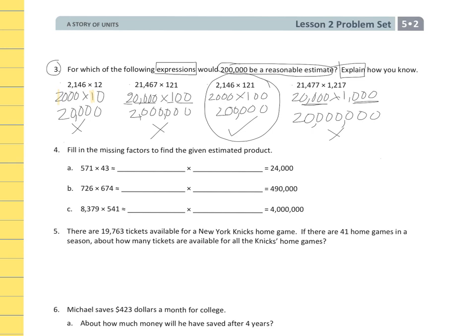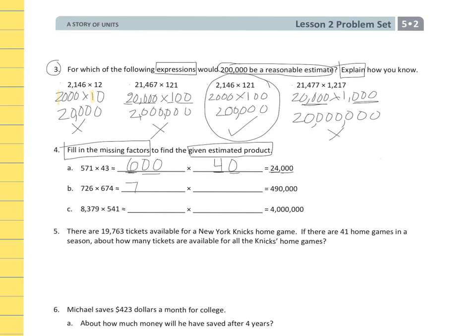For A, they want us to fill in the missing factors to find the given estimated answer. So we have the problems here. They want us to round the numbers so that they would equal the estimated product over here. So we've got 571, that's close to 600, and 43 is close to 40. Let's double check. 6 times 4, that does equal 24, and it looks like I have to add 3 zeros, and I do have 3 zeros in 640. So that one's good.